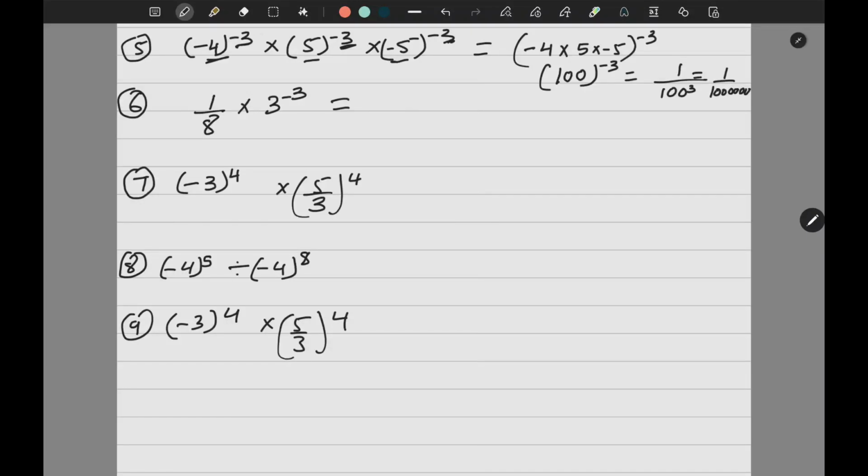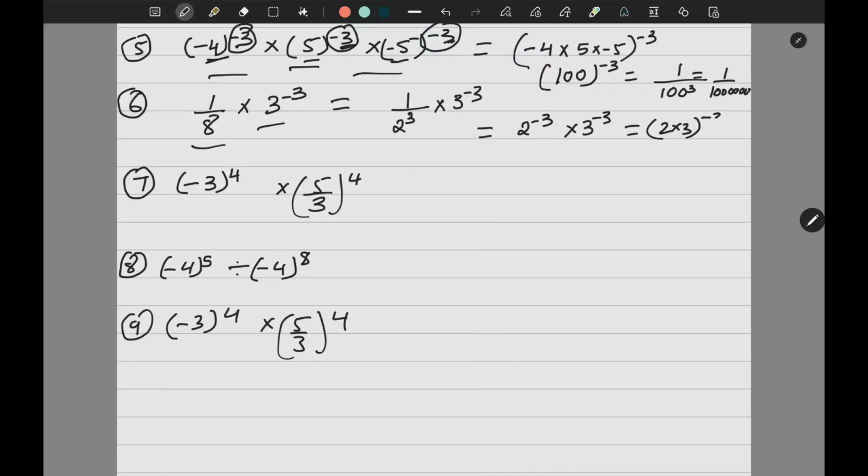So you should recognize that the power is same and the base is different, so I can apply this law. Now look at this one. Directly they are not giving the same power, but as I said, a big number means you should factorize it. So 2 cube into 3 to the power minus 3, I can rewrite it as 2 to the power minus 3 into 3 to the power minus 3. Again the power is same, so (2 into 3) to the power minus 3.